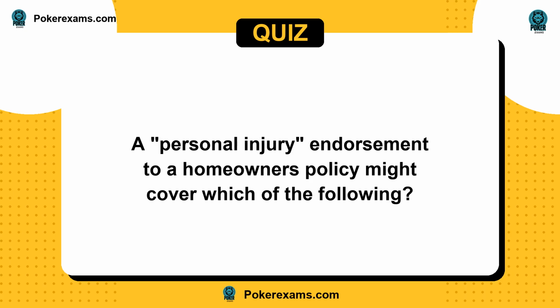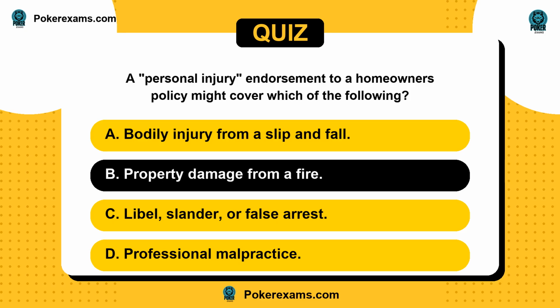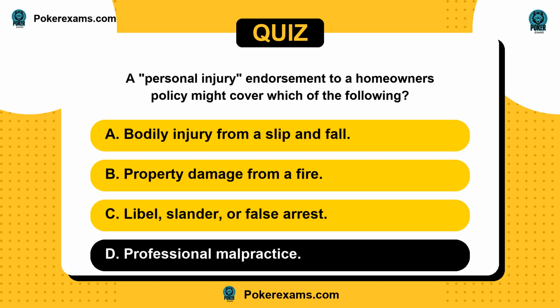Next question. A personal injury endorsement to a homeowner's policy might cover which of the following? Is it A, bodily injury from a slip and fall? Or B, property damage from a fire? C, libel, slander, or false arrest? Or D, professional malpractice?